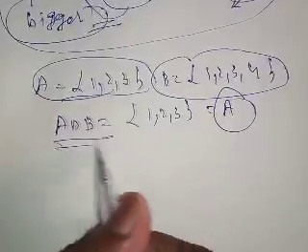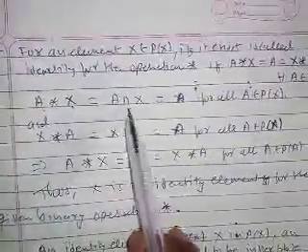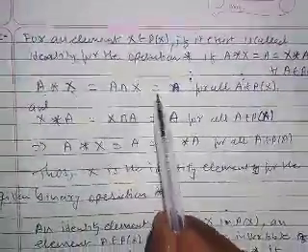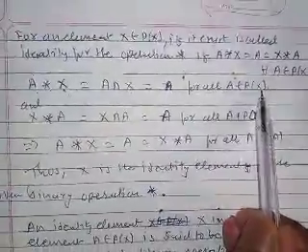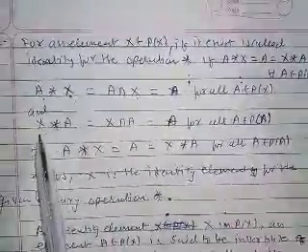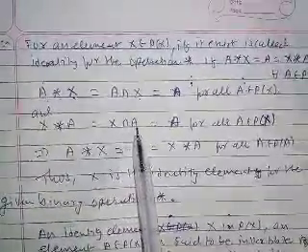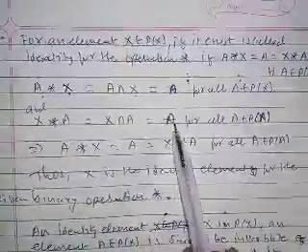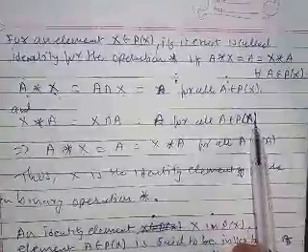So when we take an intersection, the smaller set comes. So A star X is equal to A intersection X, which is equal to A for all A belonging to P of X. And what is X star A? X star A is equal to X intersection A, which is equal to A for all A belonging to P of X.